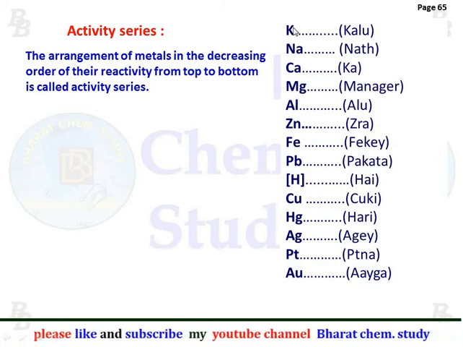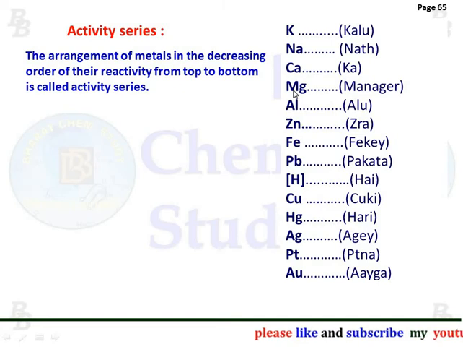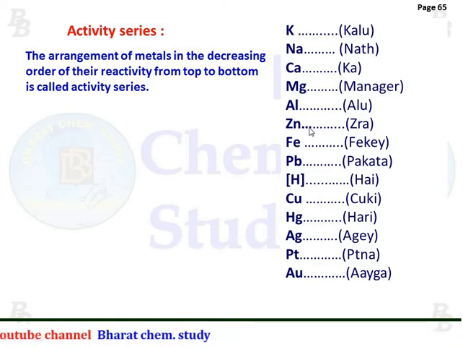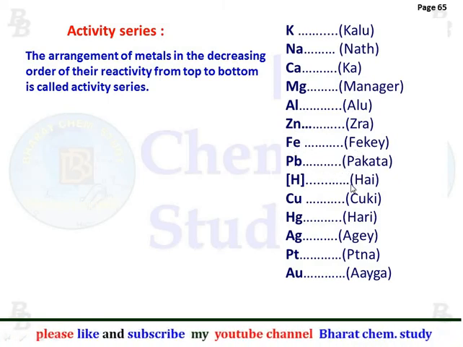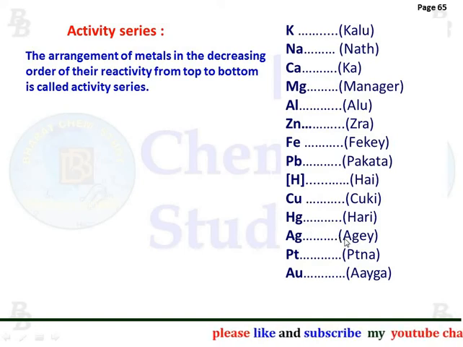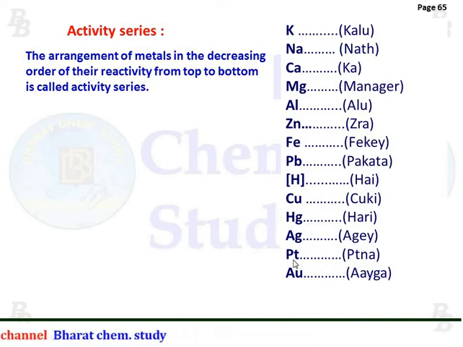From Kalu we take potassium. From Naath we take sodium. From Ka we take calcium. From Manager we take magnesium. From Aalu we take aluminium. From Zara we remember zinc. From Pike we remember iron. From Pakata we remember lead. From Hai we remember hydrogen. From Kyun we remember copper. From Hari we remember mercury. From Aage we remember silver. From Patna we remember platinum. And from Aayega, gold.